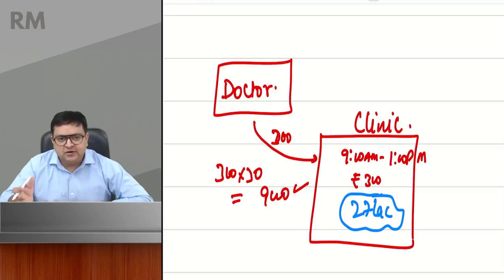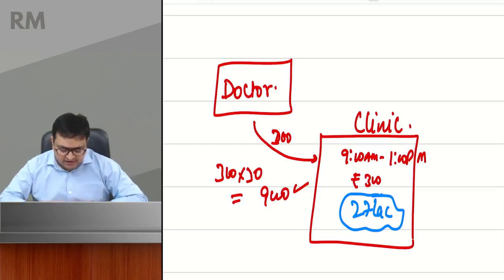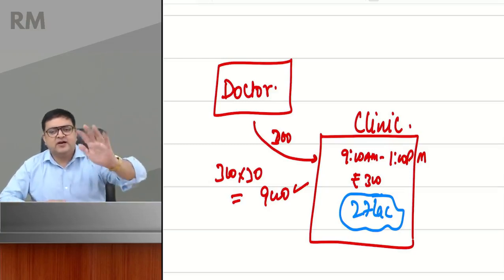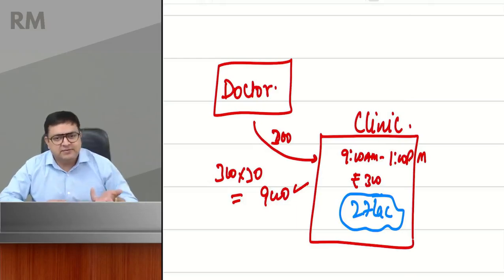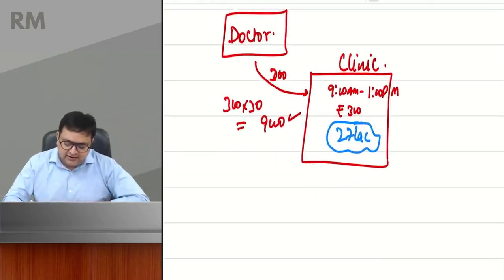Was TDS deducted on it or not? No. 27 lakh is the gross amount. It's without TDS. So we have not deducted any TDS. It's 27 lakh rupees he will receive. It says PGBP. Correct. Let's say 9 a.m. to 1 p.m. he sits in his clinic.